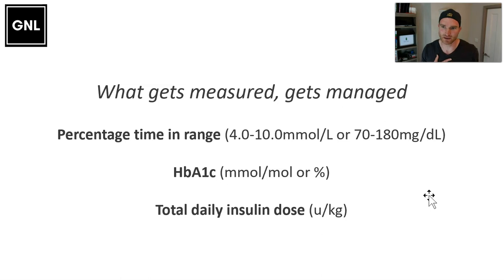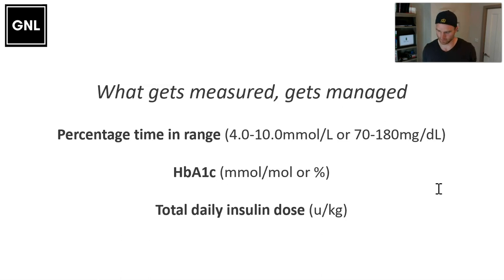So the three things, in my opinion, that we need to keep a close eye on are the percentage of readings time in range between 4 and 10 millimoles per litre, 70 to 180 milligrams per decilitre, the HbA1c in either millimoles per mole or percentage, and then the total daily insulin dose in how many units for every kilo that we weigh. So we're going to work through each one of these, why they're important and what parameters we should be thinking about.